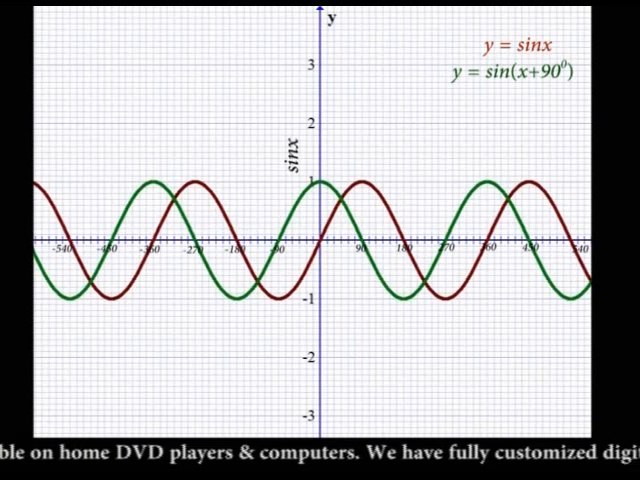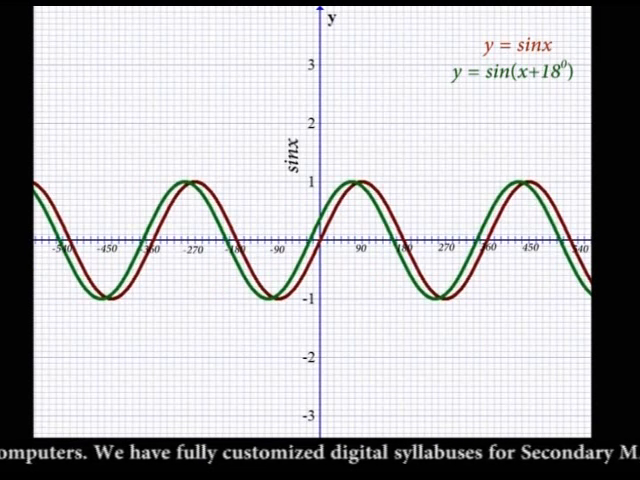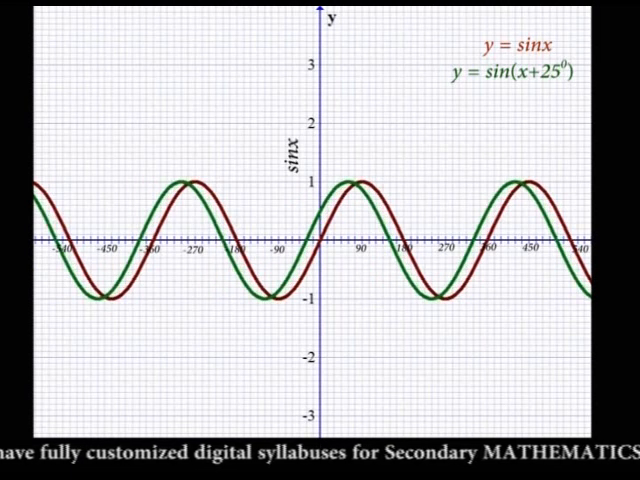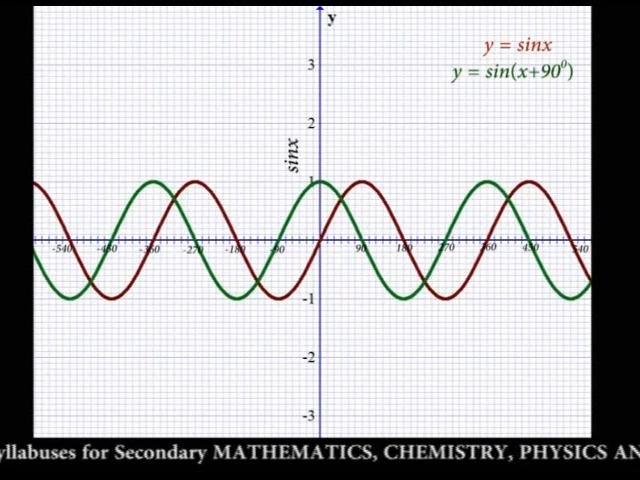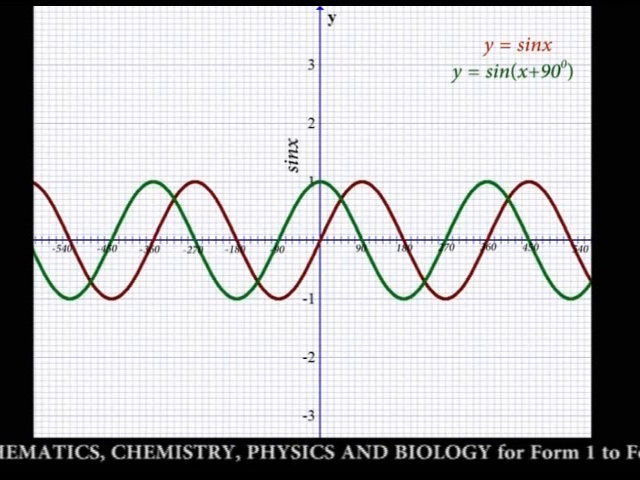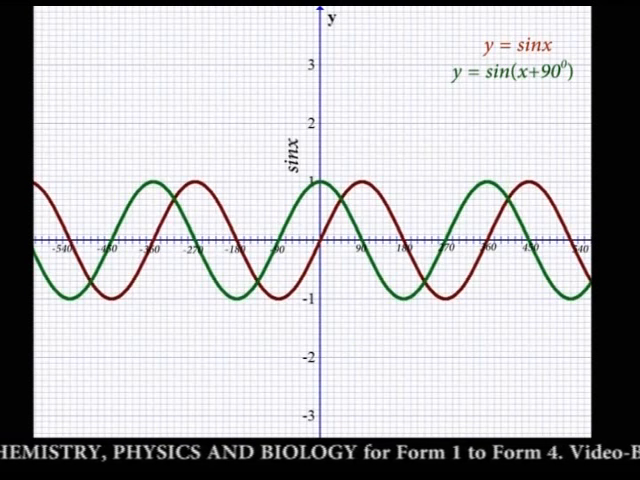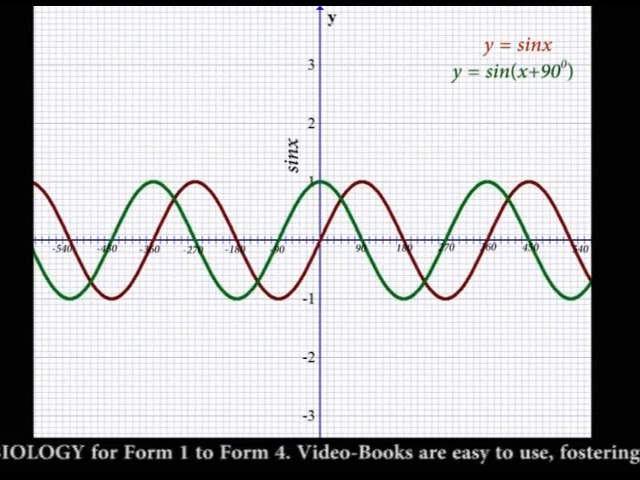If we look at these shifts in small bits, and as we increase our value C, we can see the graph is moving farther and farther to the left. So the constant added will shift the graph to the left, and a constant subtracted will shift the graph to the right.